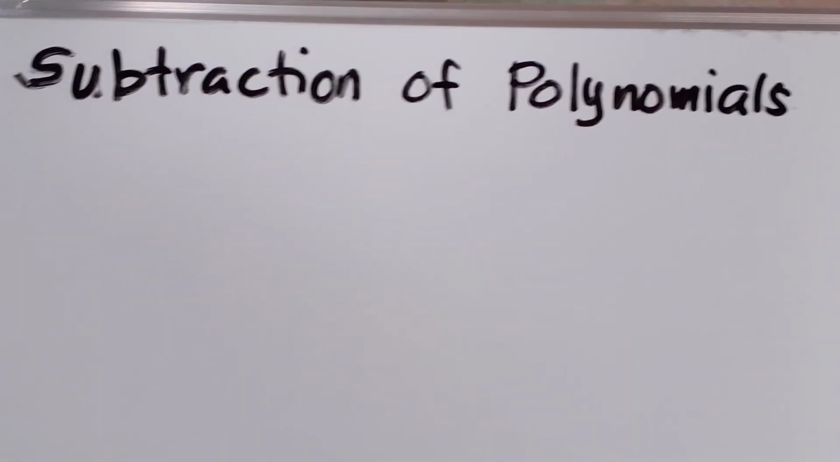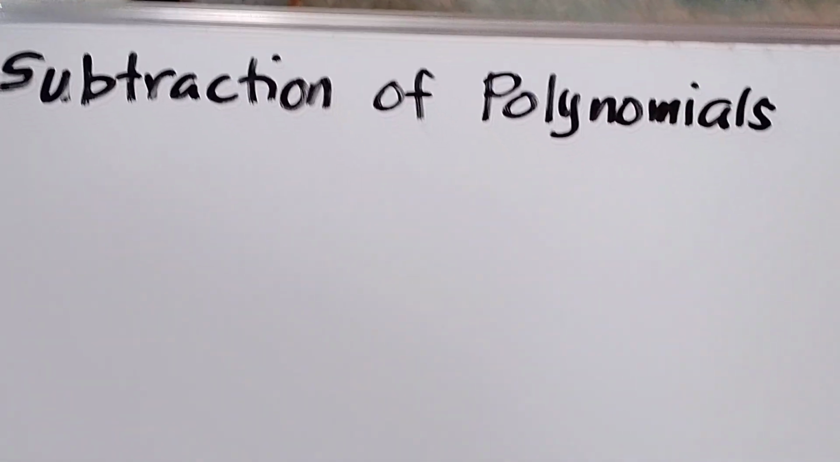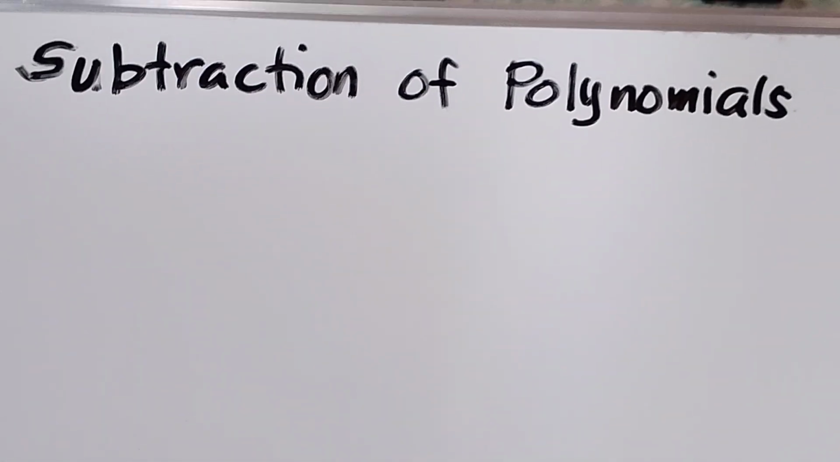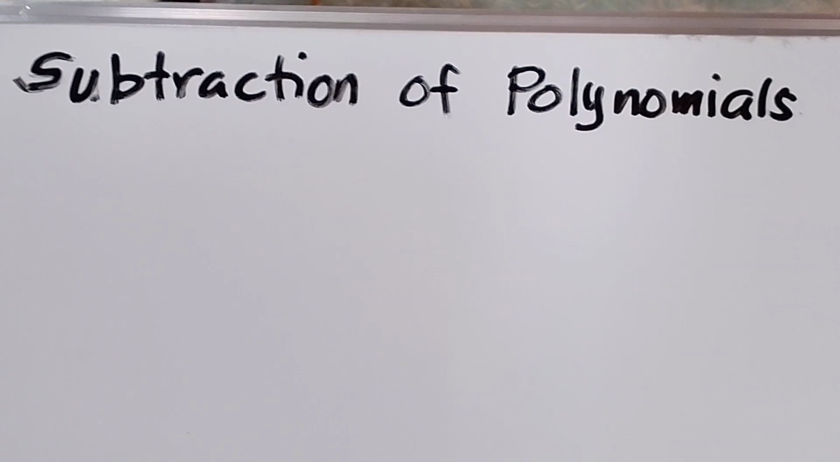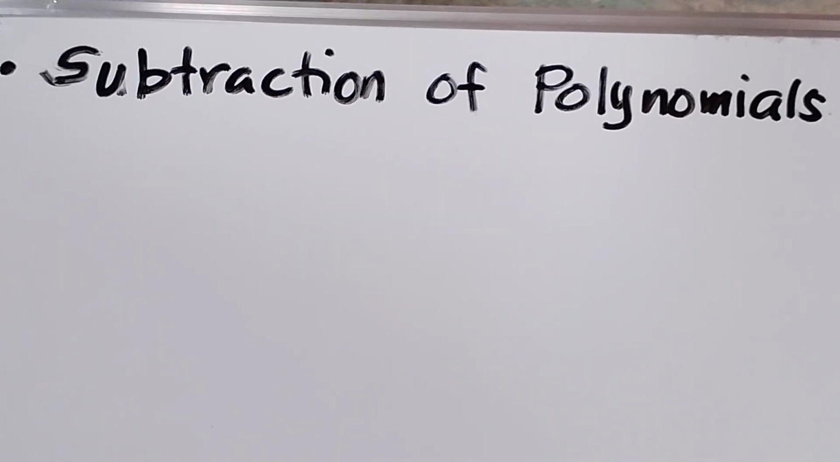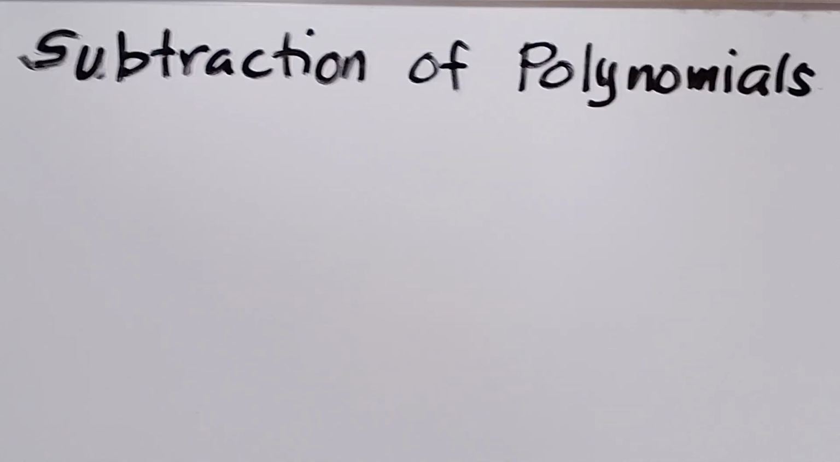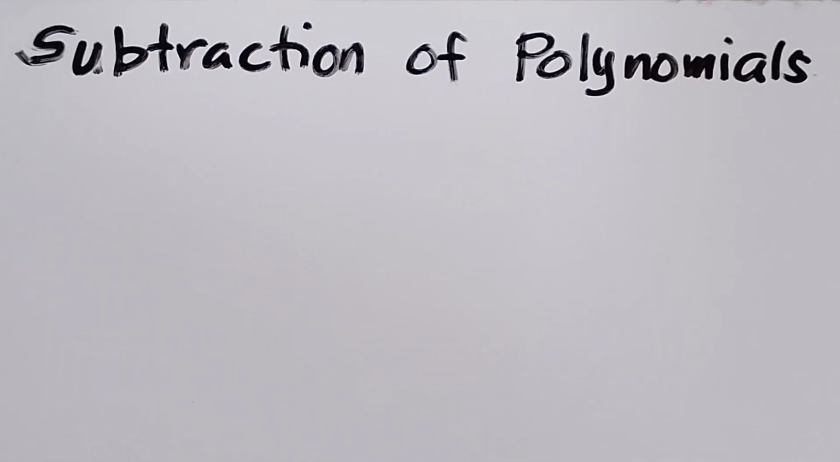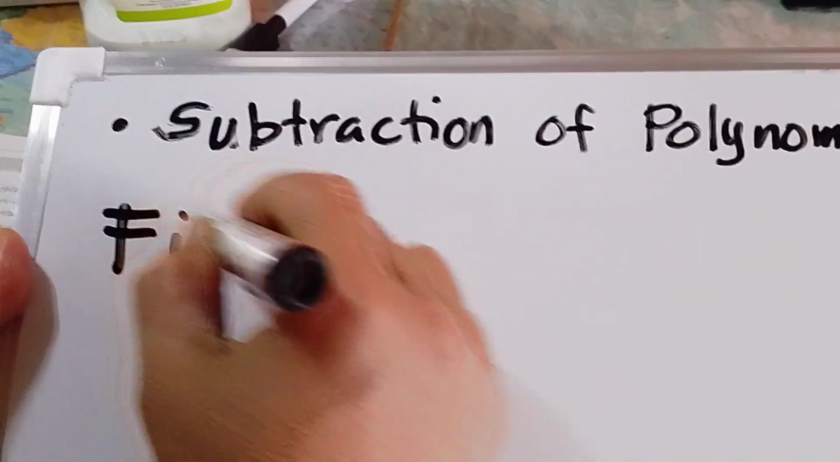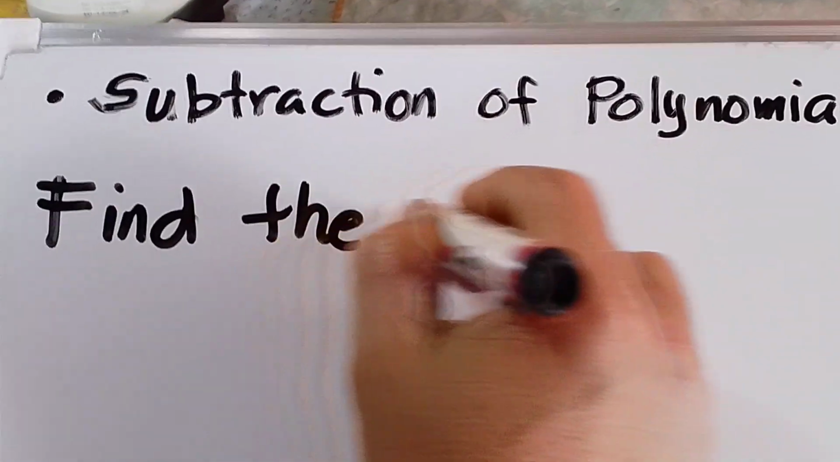Subtraction of polynomials. Subtraction of polynomials works like addition of polynomials. To get the difference of the subtrahend from the minuend, we add the minuend and the additive inverse of the subtrahend. For example, find the difference.